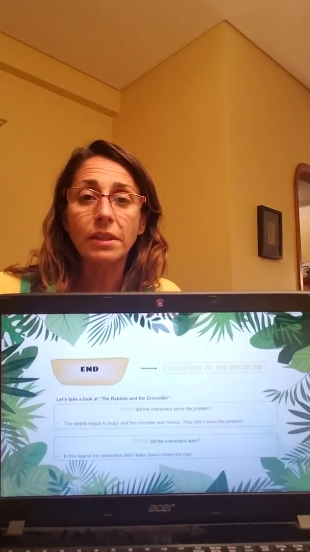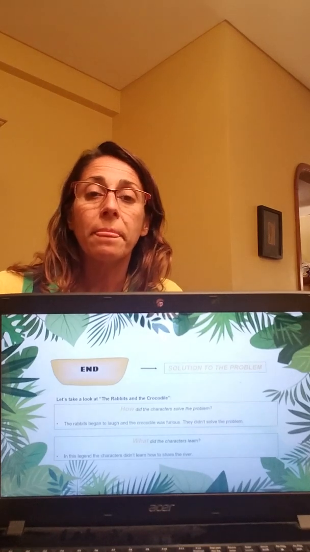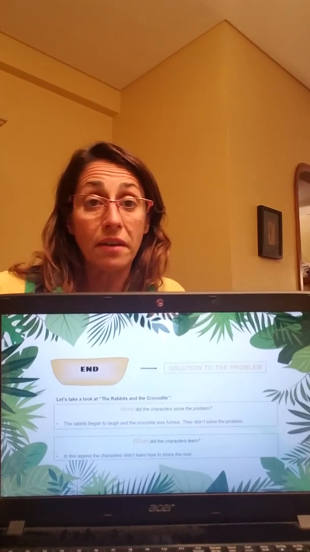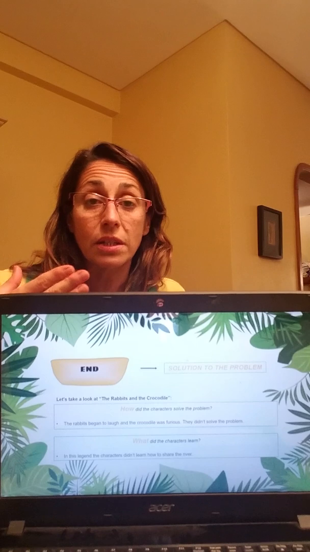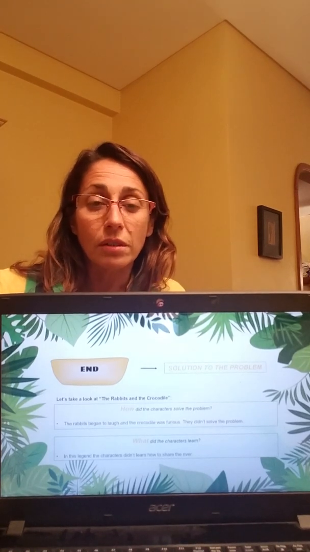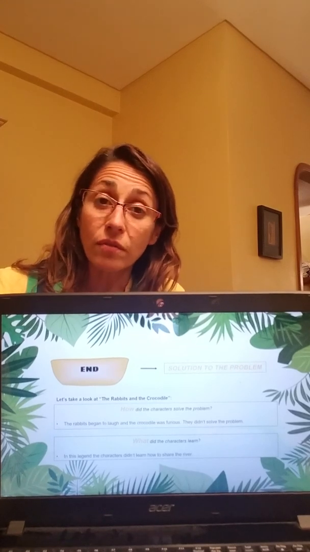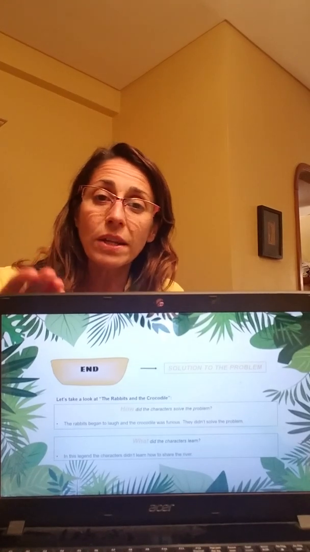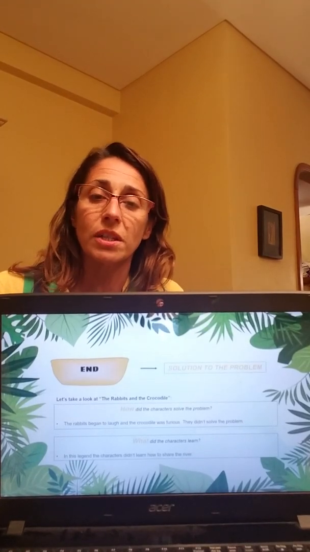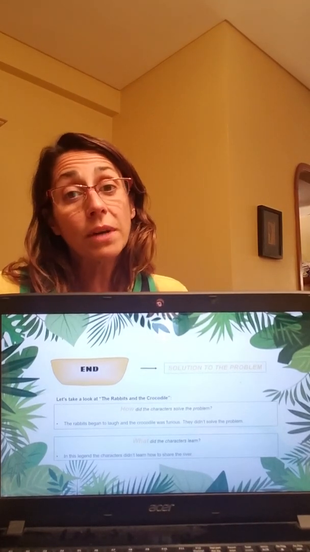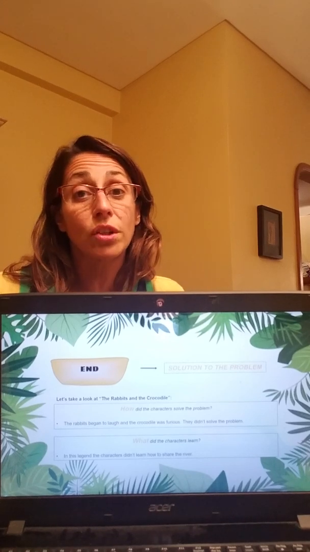What about the end? Well, at the end of every story, the characters solve the problem. Maybe the solution to this problem is not the very best, like in our legend. The solution to the problem is not a peaceful and nice solution. Okay, and also at the end of every story, we can see if the characters learned anything. For example, in the case of our legend, did the characters learn anything? Well, I would say they didn't learn much because they couldn't learn how to share the river.